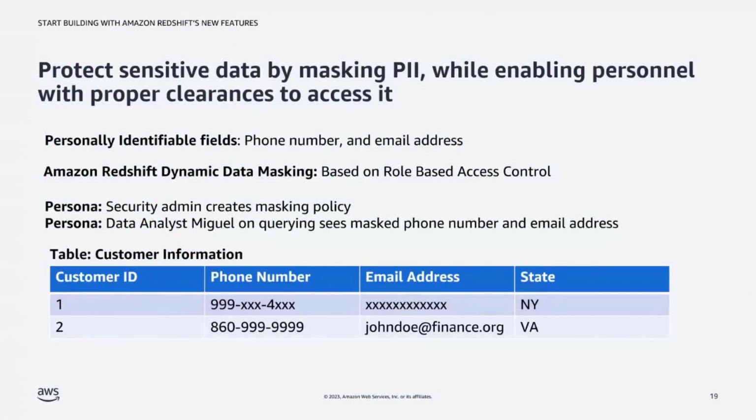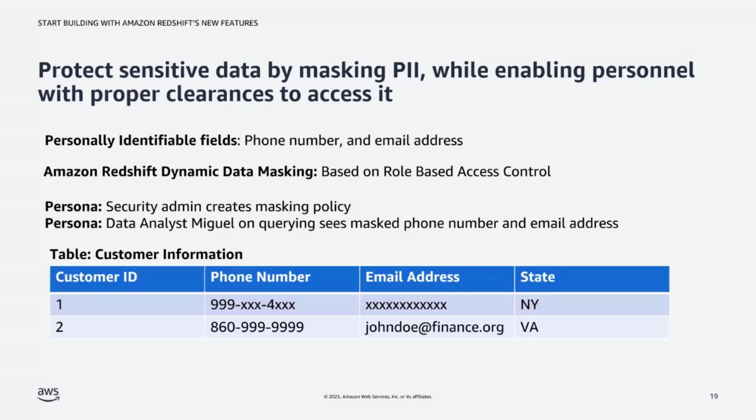Now, in order to meet the business objective of protecting sensitive data by masking personally identifiable fields and only providing access to the users who have been granted the permission, versus masking it from the roles or the users who do not have access. So in this example, we are going to use customer information, the same table that we used for incremental processing, and there are two PII columns on it: phone number and email address.